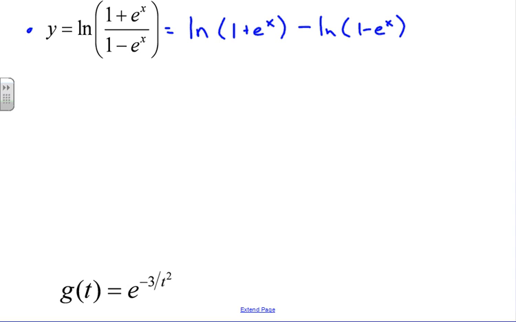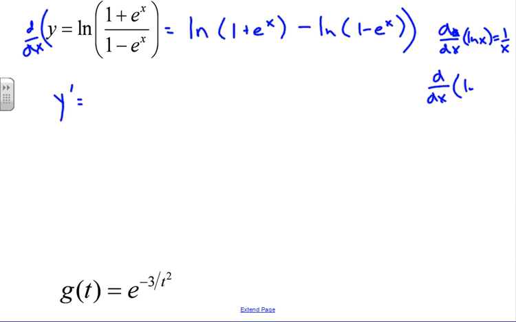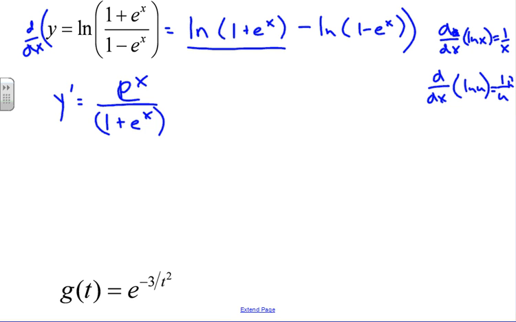So now I can take the derivative of this new expression, which is the same as the previous one. What we get then is y prime. Just as a quick review, the derivative of natural log of x is going to equal 1 over x. In the same way, the derivative of natural log of u with respect to x is 1 over u times u prime. So we take the derivative of the first term, which is 1 over 1 plus e to the x, times the derivative of the inside, which gives me e to the x.